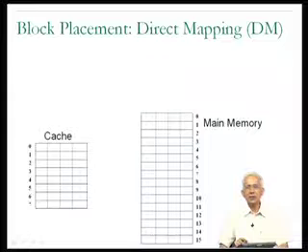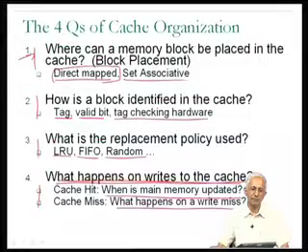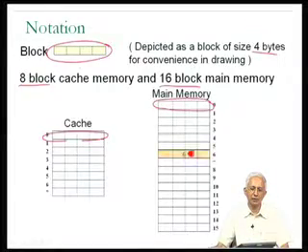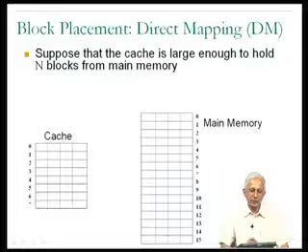Okay, now let's start off by looking at one of the possible ways that a cache could be designed to answer question 1. Question 1 was, where can a memory block be placed in the cache? And this is called the block placement question. Okay, now we are going to use the example of cache with 8 blocks and main memory with 16 blocks, but we need to talk in more general terms.